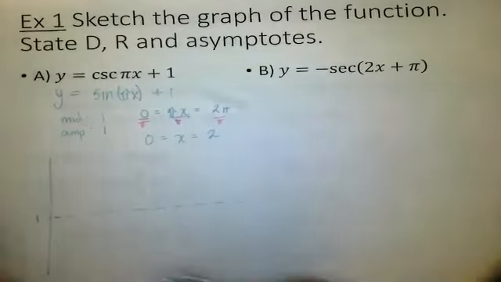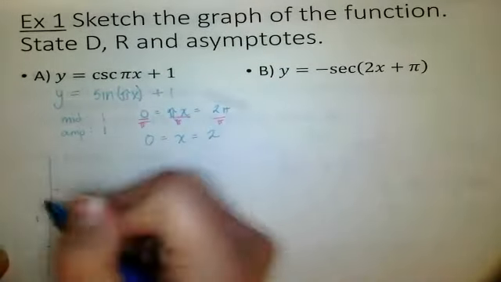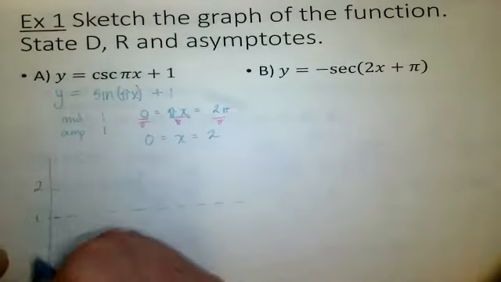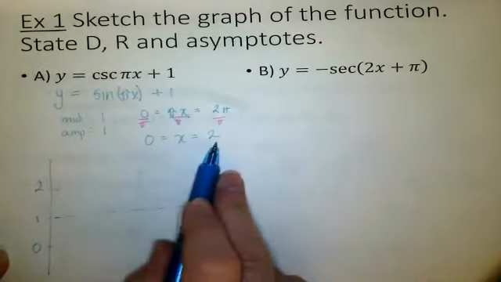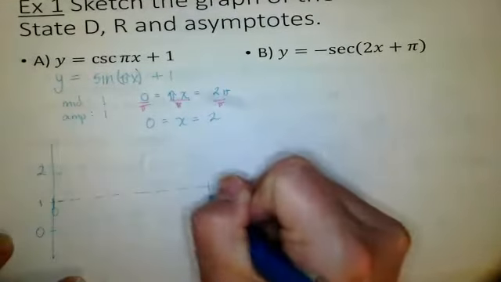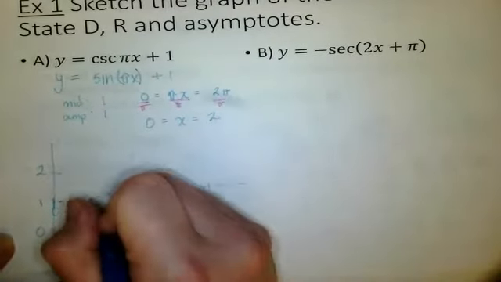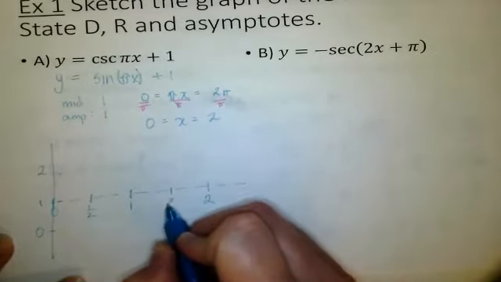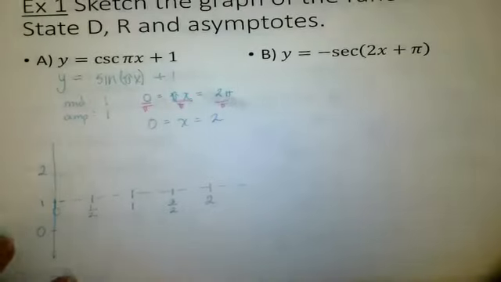My amplitude is 1, so how high does my sine curve go? It starts at 1, so it goes to 2, and down to 0. And then on my horizontal axis, I'm starting here at 0. It ends at 2. What's halfway between 0 and 2? 1. What's halfway between 0 and 1? 1/2. And between 1 and 2? 3 halves.